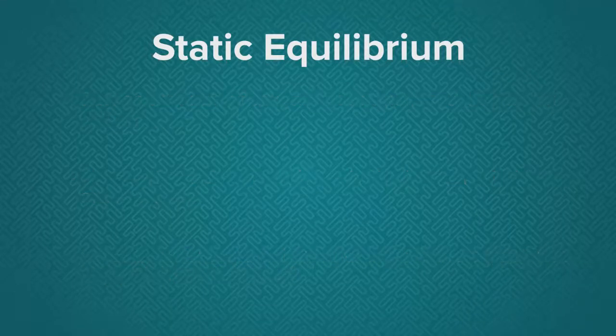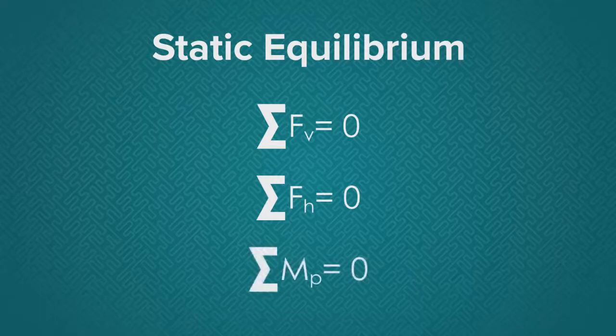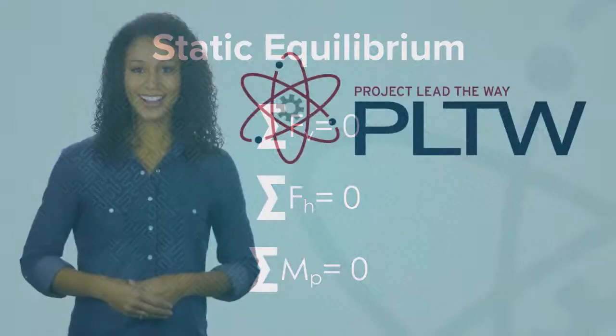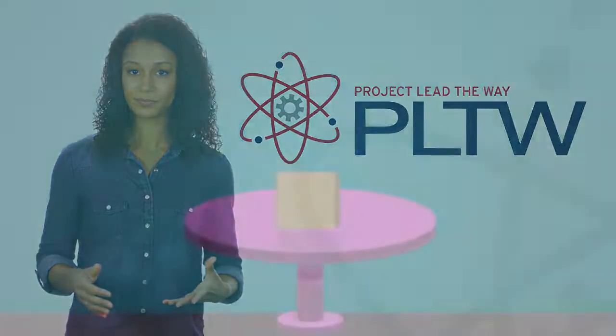We can use equations to represent static equilibrium and balanced forces. The sum of the forces vertically is equal to 0. The sum of the forces horizontally is equal to 0. And the sum of moments of forces about any point, P, is equal to 0. Let's see how these equations apply to the box resting on the table.